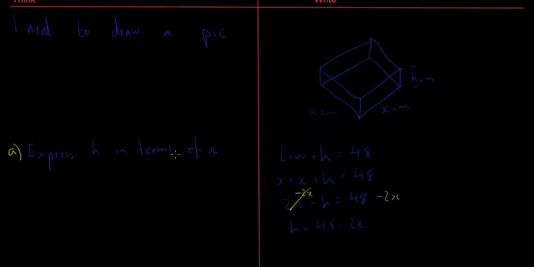Let's reread the question, make sure we've got it right. h is expressed in terms of x. There's a common factor of 2 there I've just spotted, so I'm going to take a common factor of 2 out the front: 2 times (24 take away x).